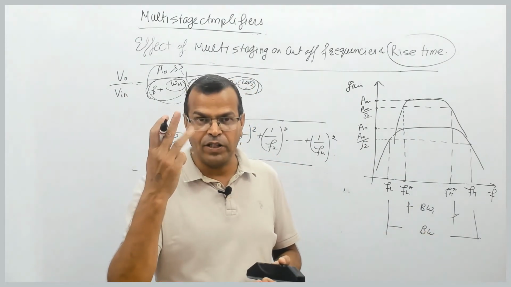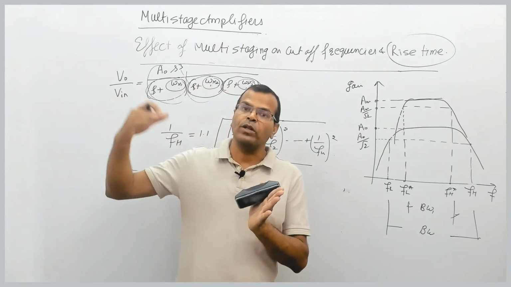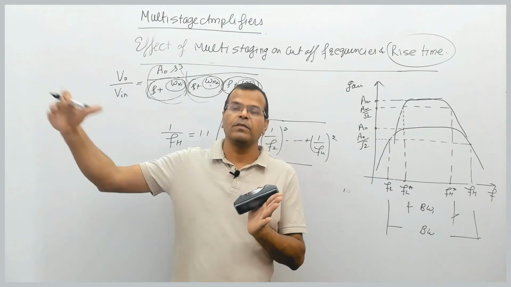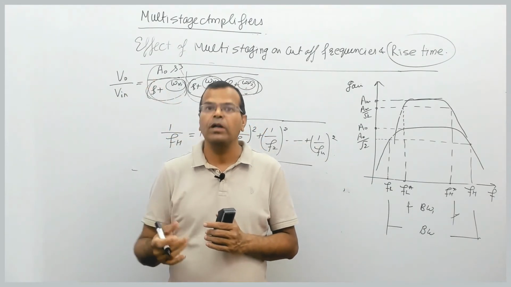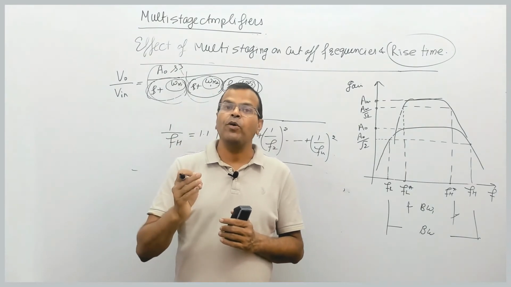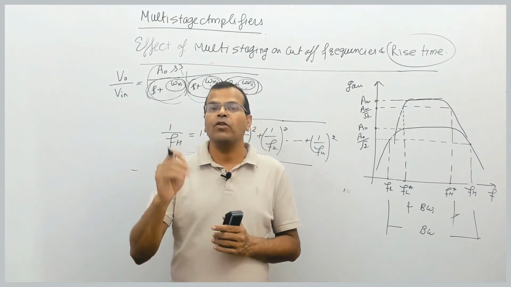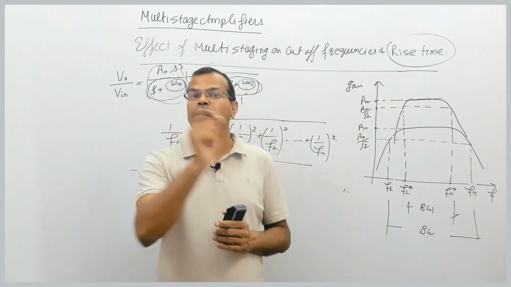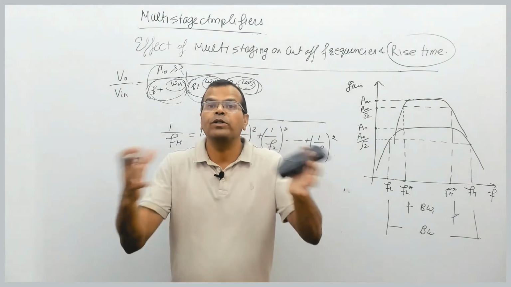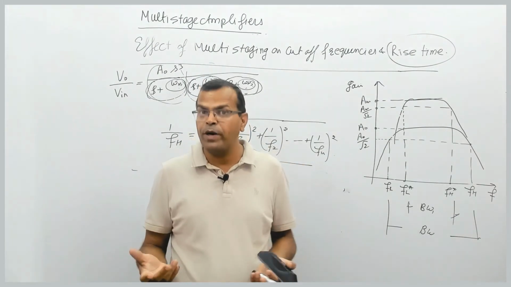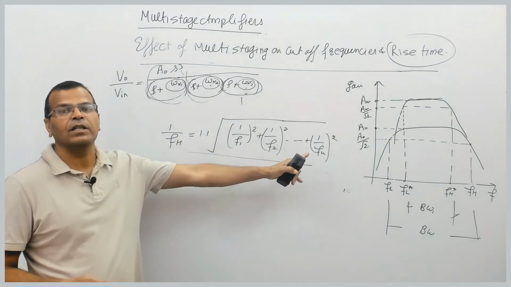So I have given you 3 concepts. When the dominant pole is more than 2 decades away, the cutoff frequency is equal to the dominant pole frequency. If the dominant pole is exactly 2 decades away from another pole, then the cutoff frequency is 0.94 times the dominant frequency. And if all the poles are closer to each other, there is no dominant pole. In that case, the overall cutoff frequency is given by this formula.